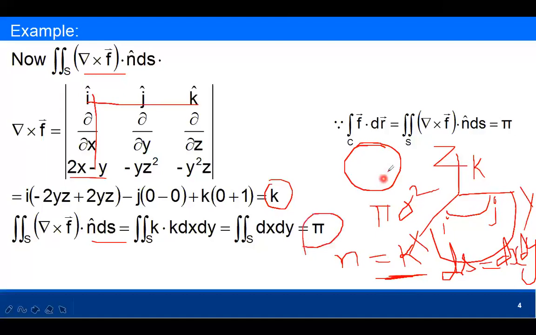Since we already calculated the single integral, that is pi, and these two values are equal, the integral of f bar dot dr over the curve C and the double integral of del cross f bar dot n ds over the surface S are both equal. Therefore the theorem is verified.